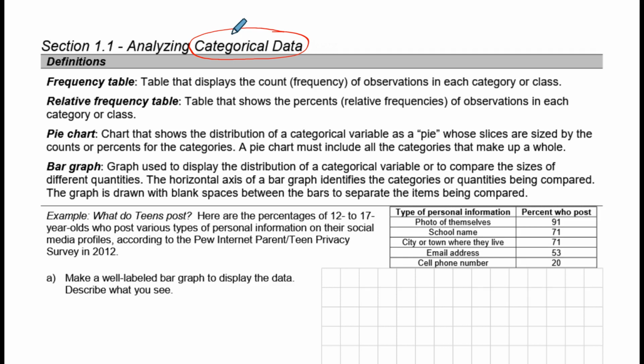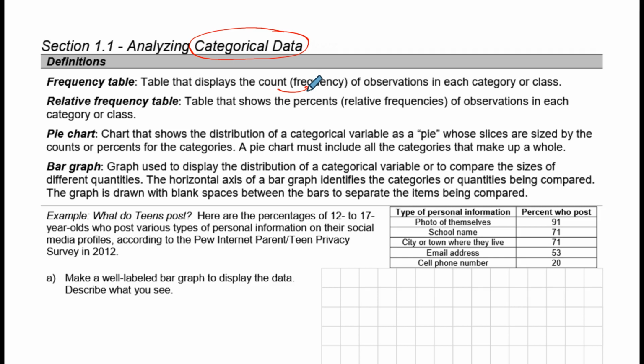As is typically the case, we're going to start off with some definitions. I'm going to let you read these on your own. You don't need me to serenade you with reading definitions, but I'll just highlight a couple things. For frequency table, it is a table that displays the count, which is also known as frequency. So if we're counting something, whatever that count is also known as a frequency.